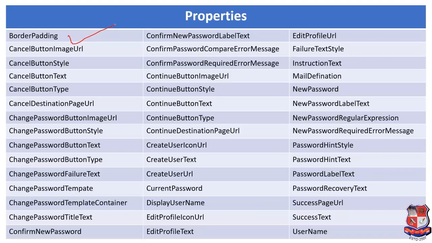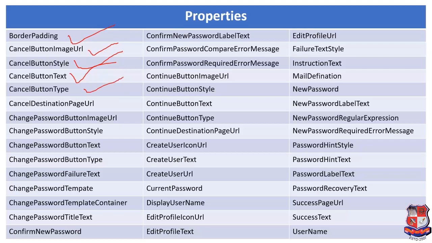It is used to retrieve or specify the amount of padding in pixels. Next is CancelButtonImageUrl. It is used to specify or retrieve the URL of an image to display with the cancel button. Next is CancelButtonStyle. It is used to retrieve a reference to the style property to define the look of the cancel button. Next is CancelButtonText. It is used to set or retrieve the text displayed on the cancel button.